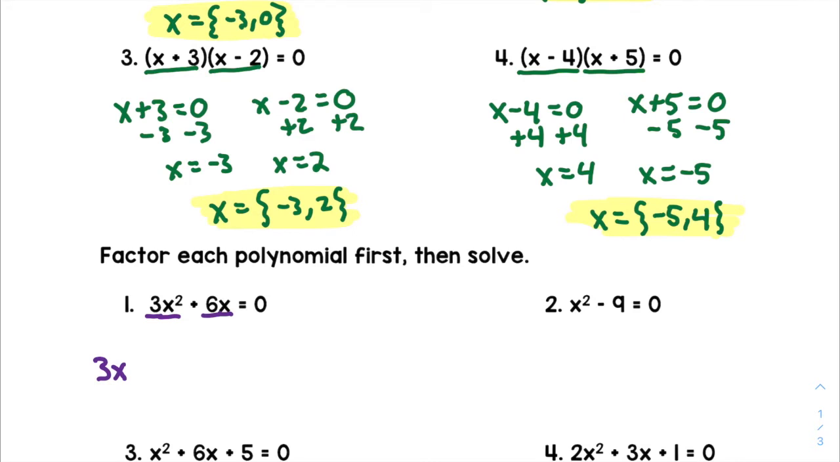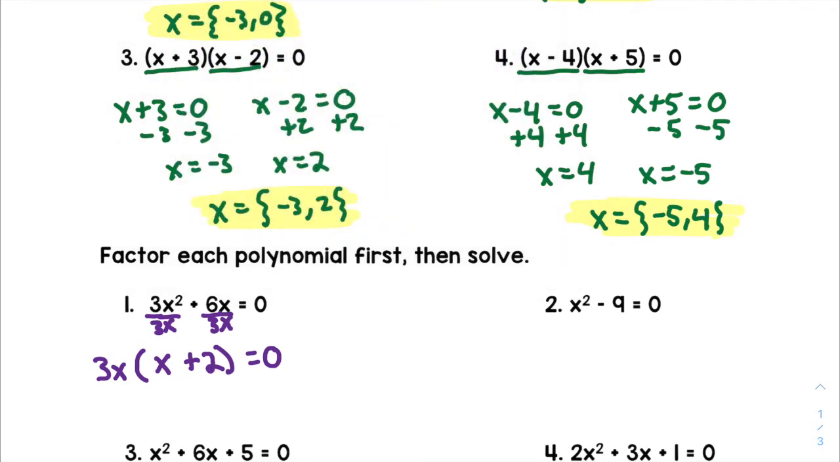Therefore, I'm going to factor by dividing both of the terms by our GCF and writing our factored form of the binomial as the GCF 3x times whatever we get after we divide. 3x squared divided by 3x is x. 6x divided by 3x is 2. This purple equation is now in what's called factored form.